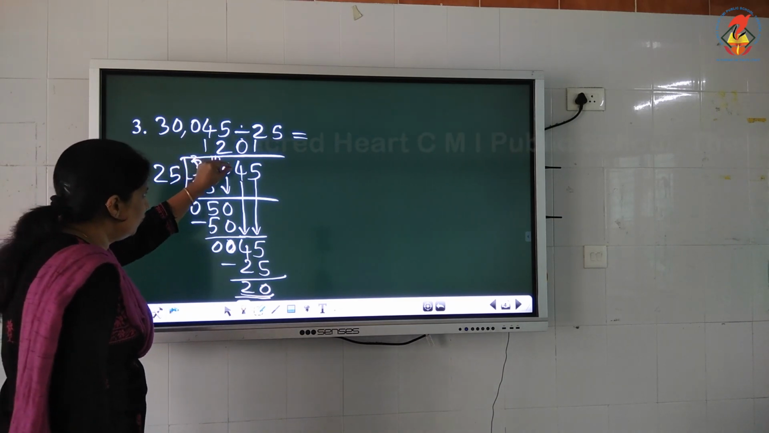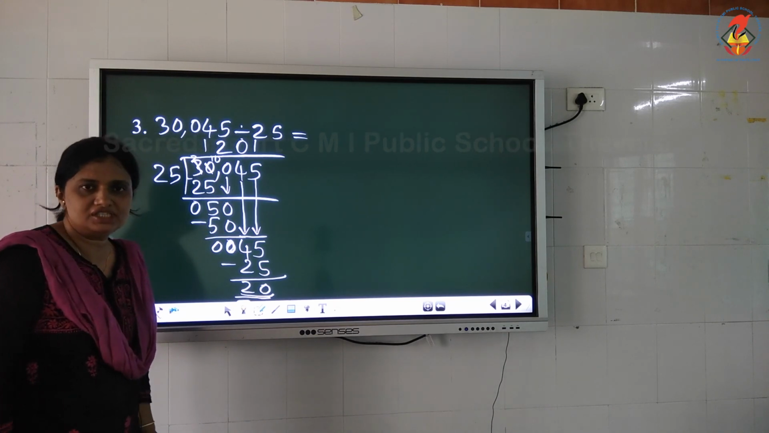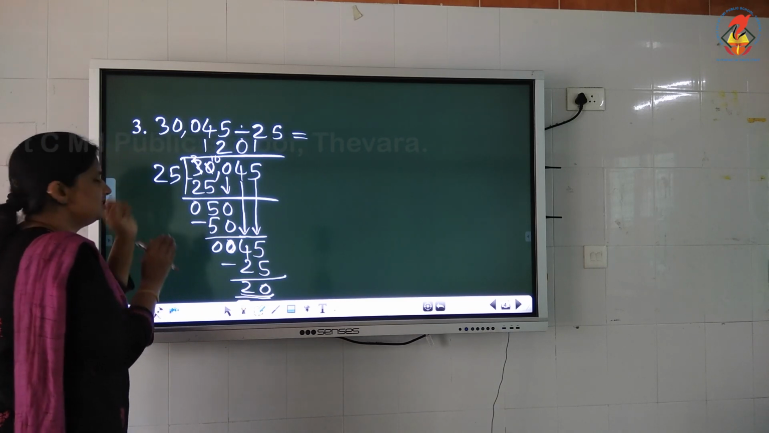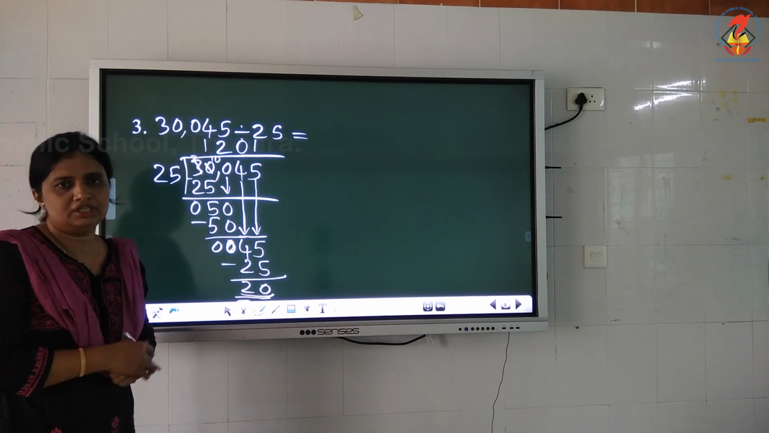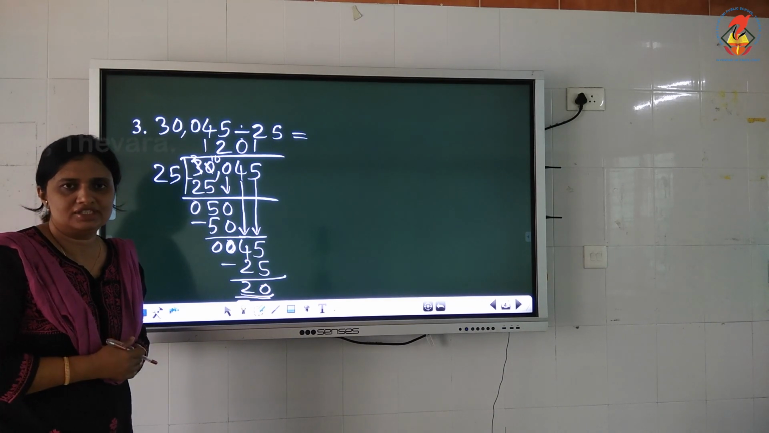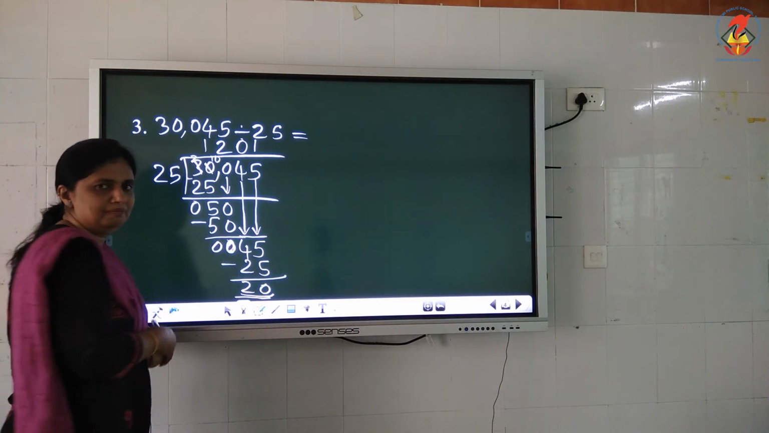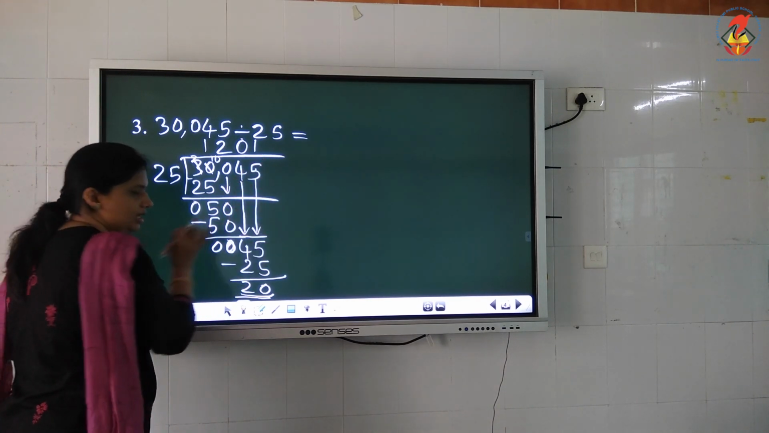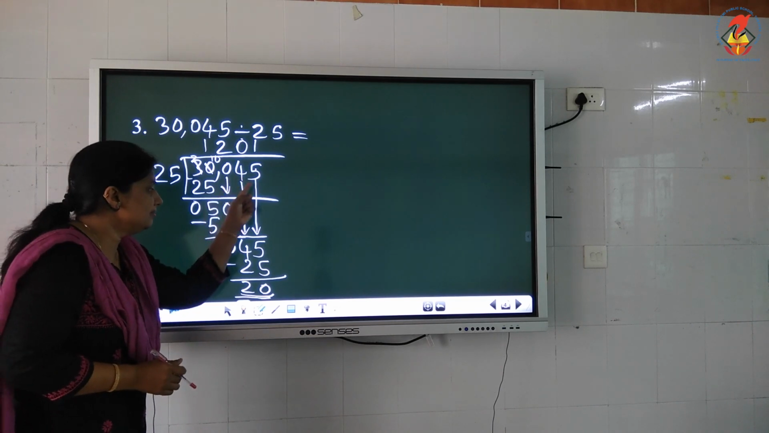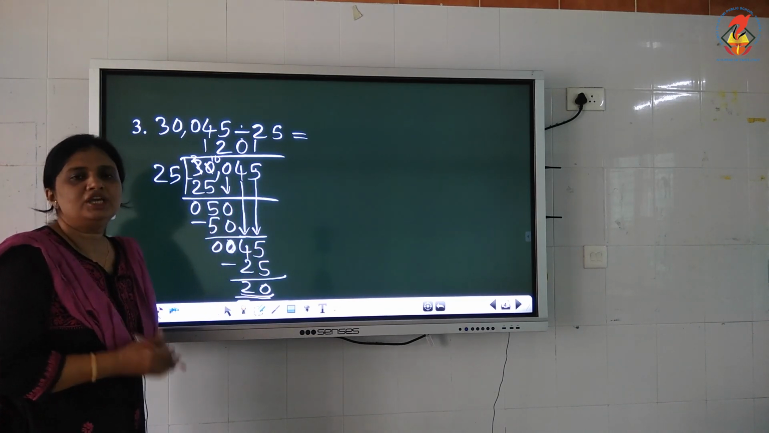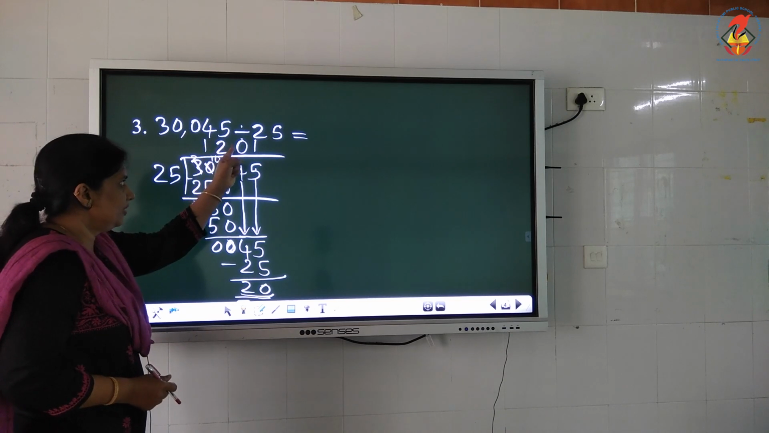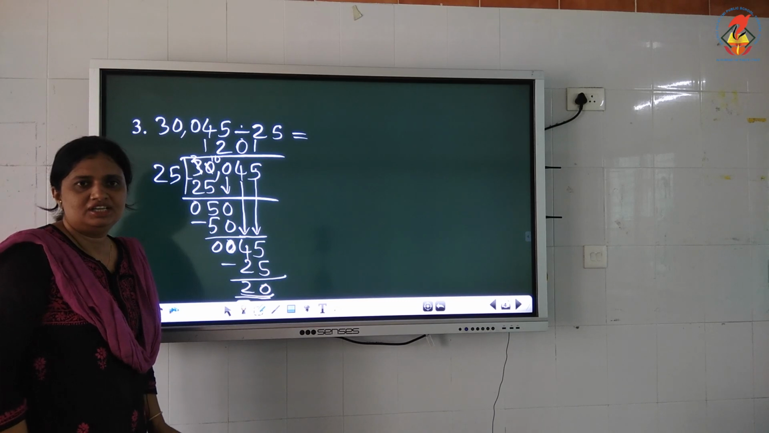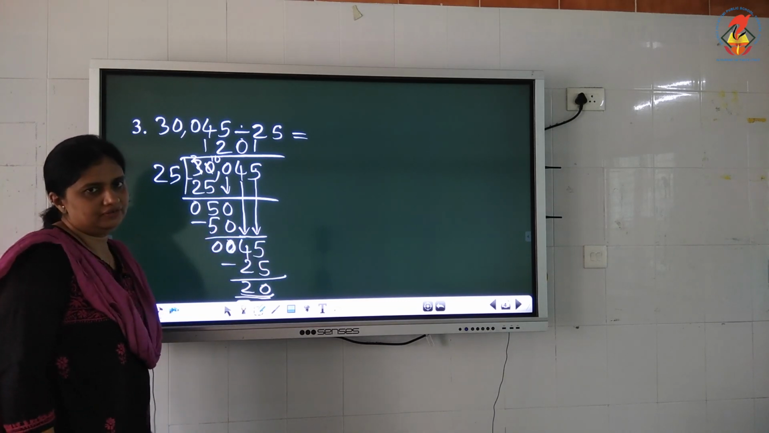And I need to take one digit down for each step, right? Then that digit is 4. But that 4 is less than this divisor. So I can't do anything there. How can I do this? I need to make this number bigger. For that I need to take this digit also down. But I can't simply take it like that. How can I take? I need to put 0 in the quotient, then only I can take the next digit down. Is it? Then it will become 45.